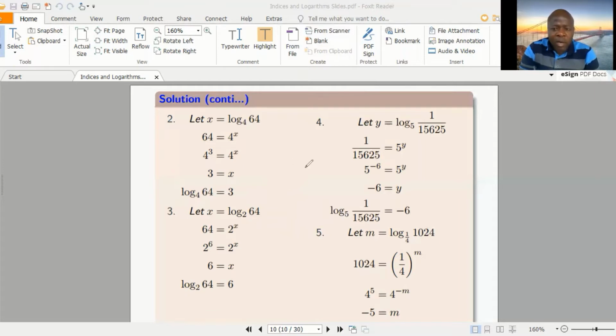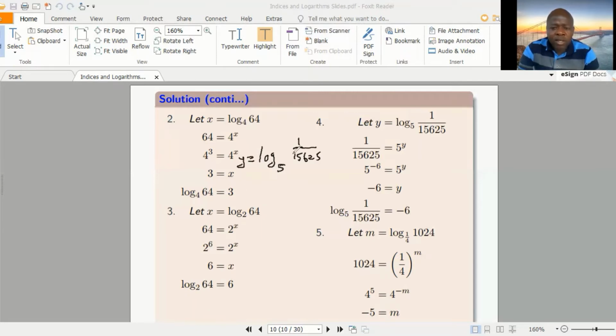Example 4. I said I would leave the others for you, but let's just complete all of them. That's very easy. Now look at what I have here. The question was to find the log of 1 out of 15,625 to base 5. I didn't know what this was, so this time I said let it be y.